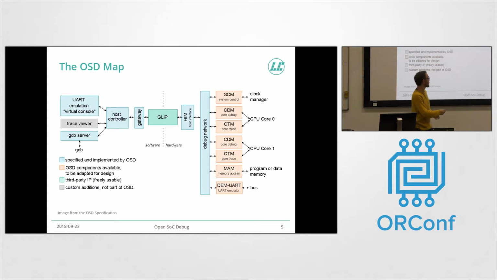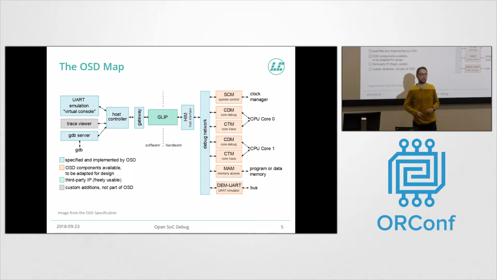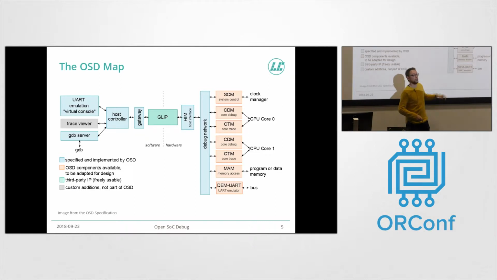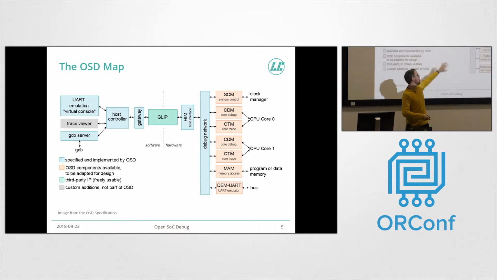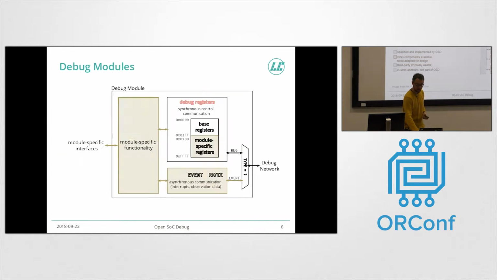And I'll get to that in a second. Just the Uart emulation here, not to confuse anybody, is essentially for when you don't want to have a physical Uart on your device, but want to tunnel the Uart through the debug network, since you have that connectivity already there.